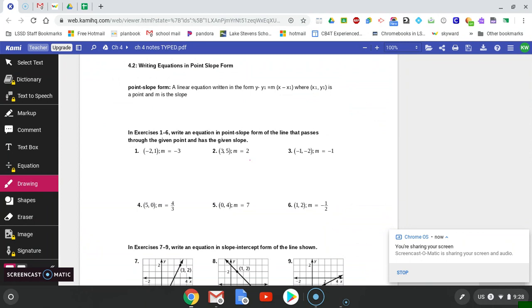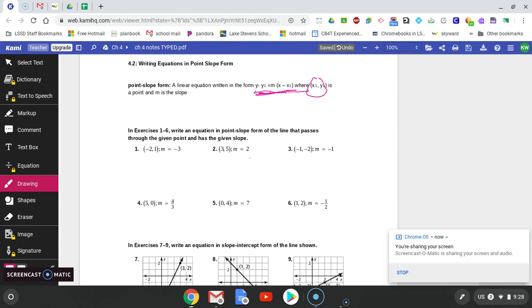However, I actually like this one way better than slope-intercept form or standard form because it is going to be so simple. So this is the equation you're going to need to know. y minus y1 is equal to m parentheses x minus x1. And it tells you that your x1, y1 is just a coordinate point. m is still your slope, just like before. So let me show you how simple this equation makes it for you.